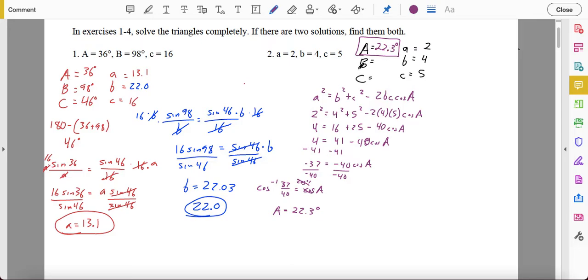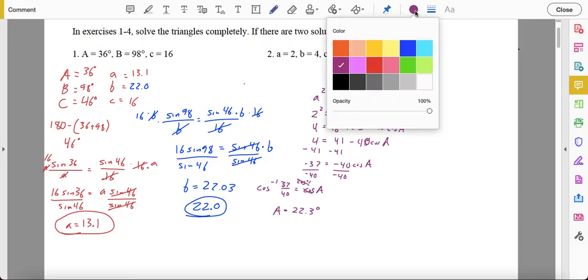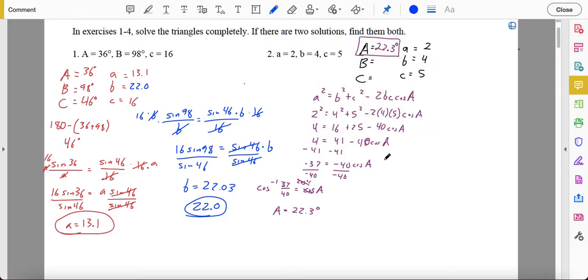Okay, now it's time to find angle B. So angle B, I'll switch colors. And we're going to use the same formula again, except this time you're going to use the different version of it that includes angle B rather than angle A. So here we go. We got B squared equals A squared plus C squared minus 2 times A times C times cosine B. And again, you can find this formula down at the formula sheet at the end of this review guide.